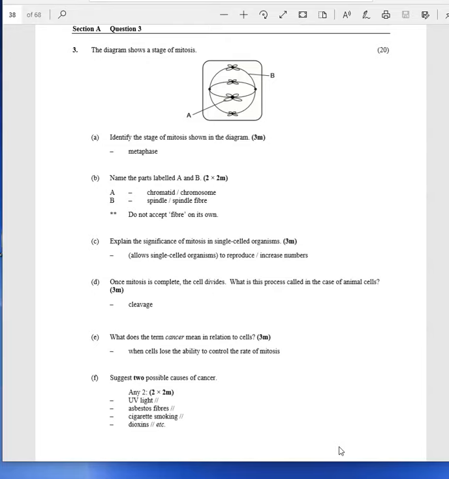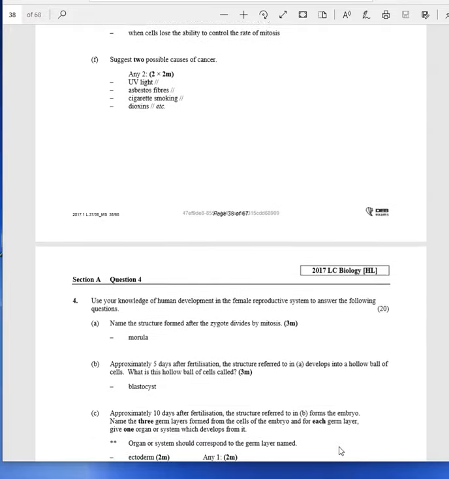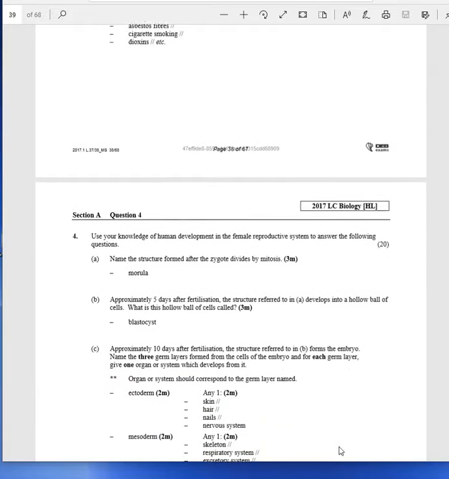All right, what does the term cancer mean in relation to cells? It's cells lose the ability to control the rate of your mitosis, and it suggests 2 possible causes of cancer. UV light, asbestos, cigarette smoke, dioxins, exposure to chemicals, the list can go on and on. Viruses can even do it.